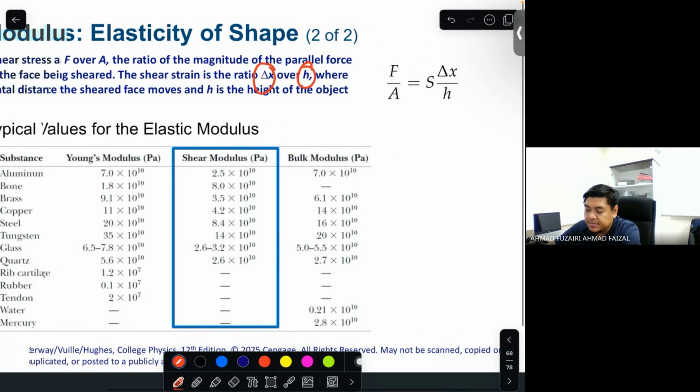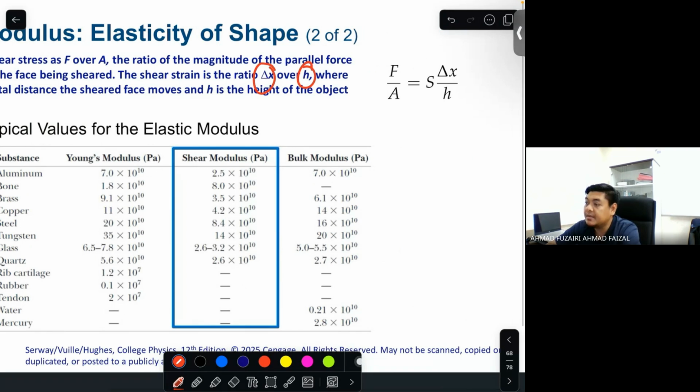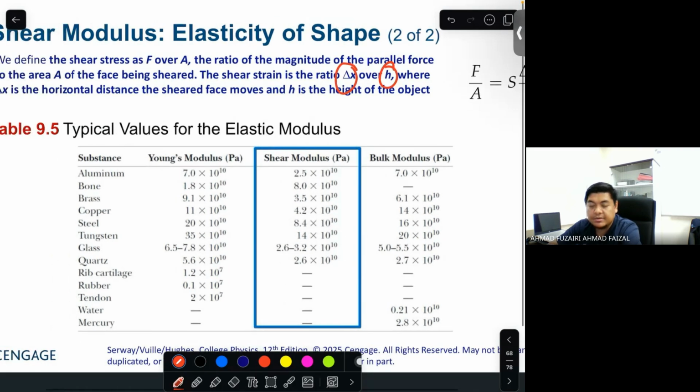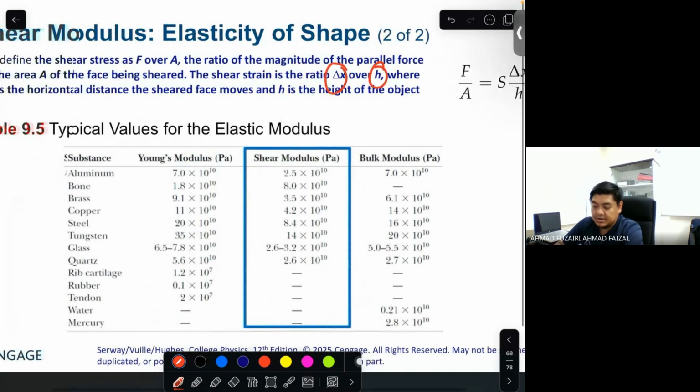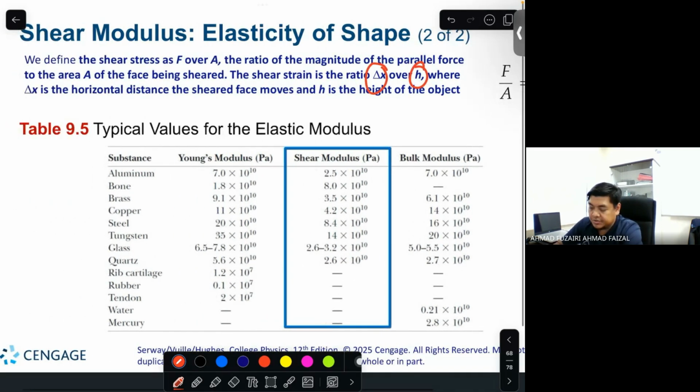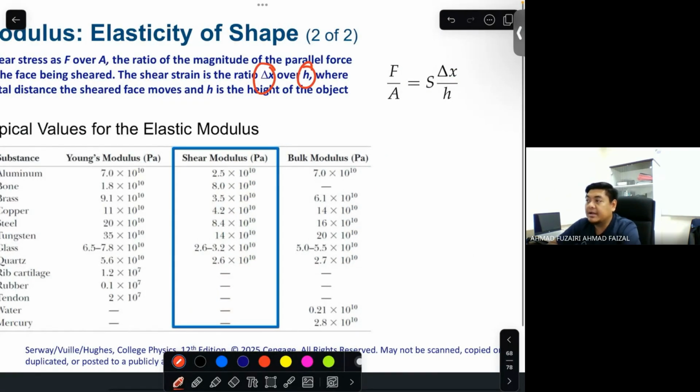Therefore, it should be like this. The equation F over A equals S times delta X over H, where delta X is the horizontal distance and H is the height of the object. So the shear stress is related to the shear strain according to the equation shown here, where S is the shear modulus. So this S is what we call the shear modulus.